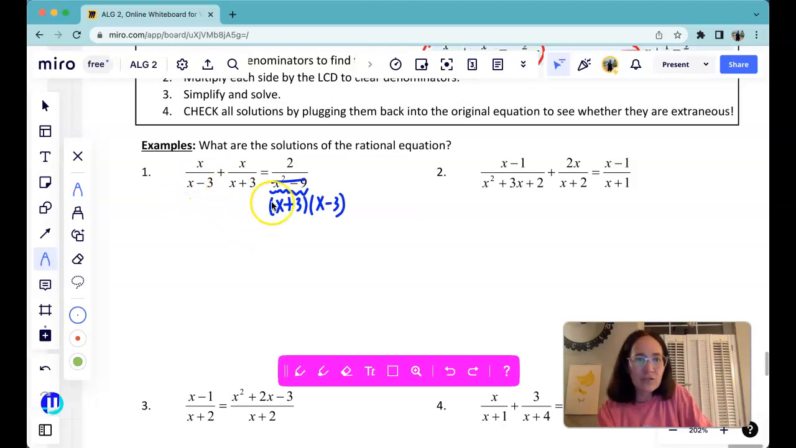We don't want answers like in this first one. I don't want to get an answer like 3 or negative 3. Anything that when plugged back in would give you division by 0.